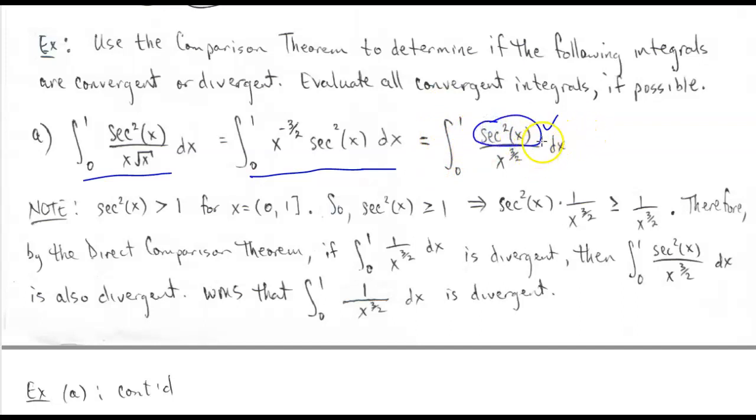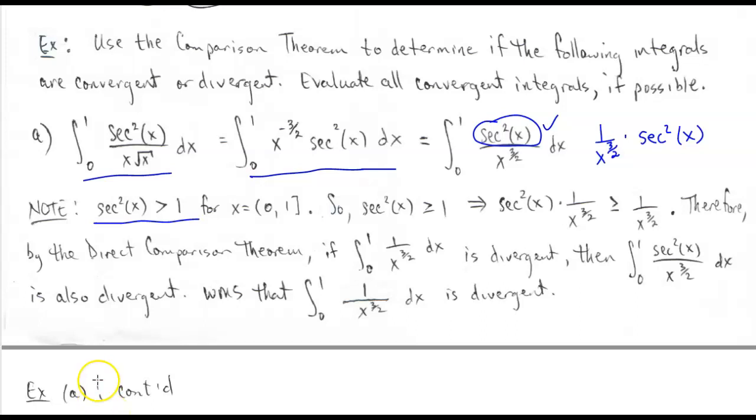So here we could look at our integrand as 1 over x raised to the 3 over 2 times secant squared of x. And notice that secant squared of x is going to be greater than 1 for values of x greater than 0 to 1. How do we know this? Well, we know it because of what the graph of secant squared looks like.